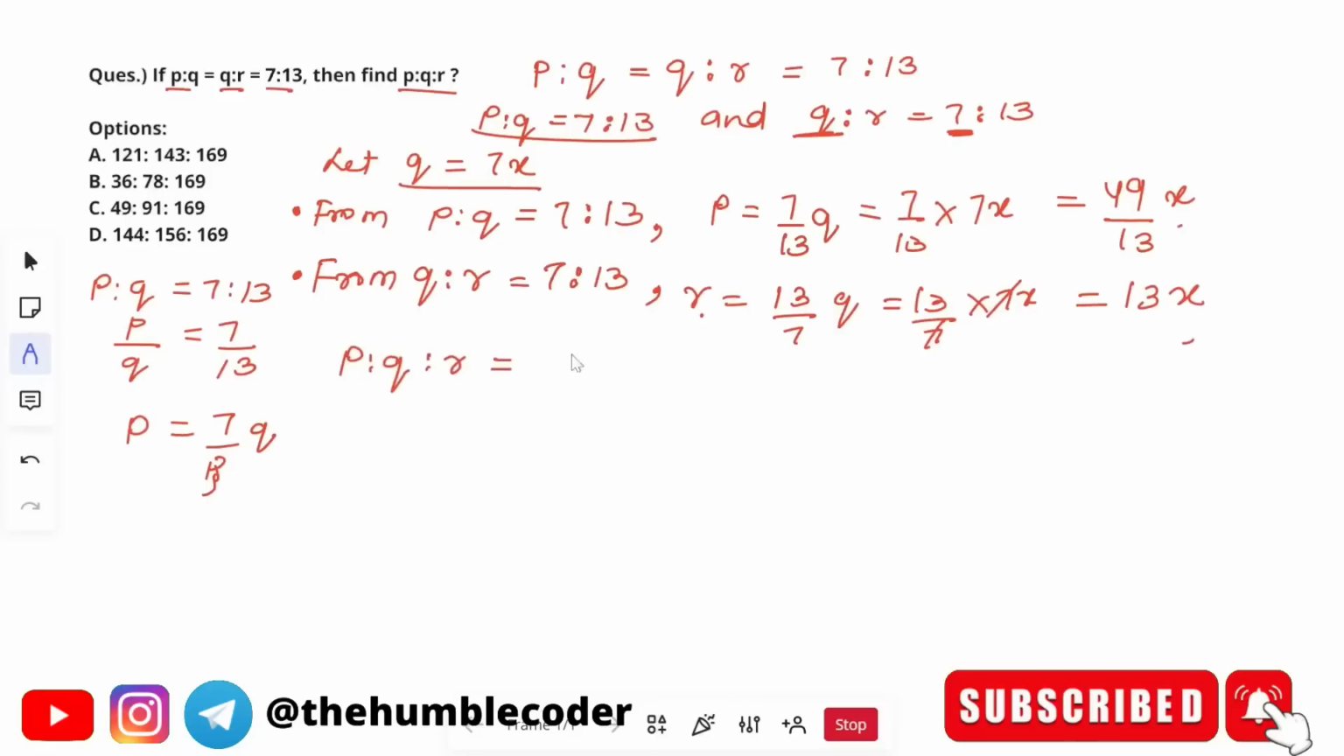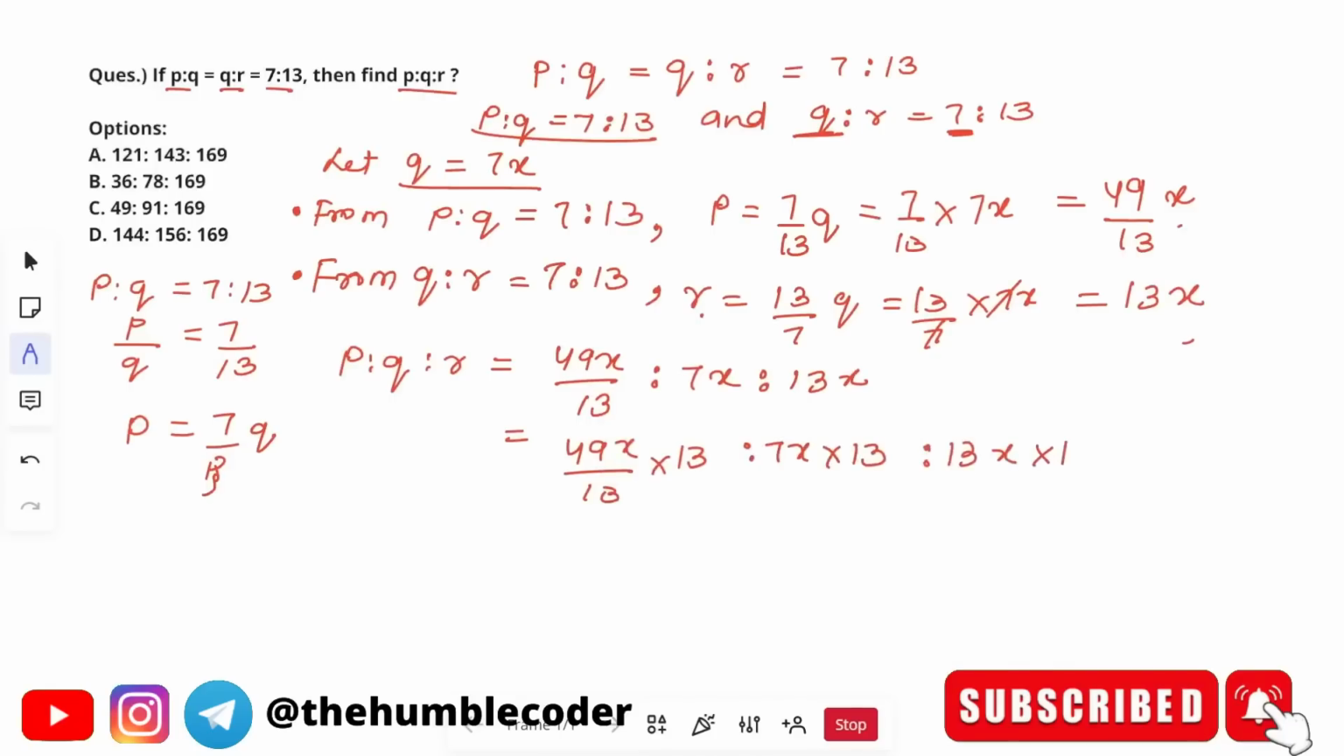Now let us substitute all these values. So P is to Q is to R, what can we write? 49x by 13, this is the P value which we have got. Next value is Q, which is 7x, which we have assumed, and the R value that we have got is 13x. Now we will simply multiply 13 with all the three values to simplify the equation further. So 7x into 13 and 13x into 13. Here this will get cancelled out. This will be 49x, then 13 into 7x will be 91x, and then 13 into 13 will be 169x. Removing x from everywhere, we will get the final ratio as 49 is to 91 is to 169, which is going to be our option number C.